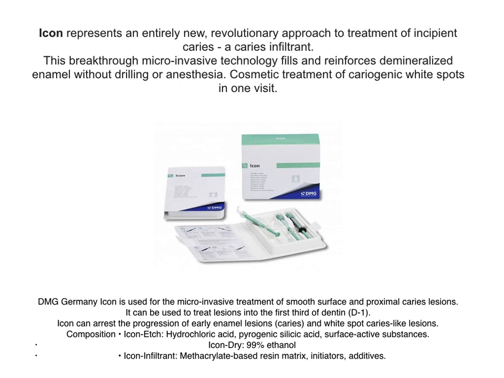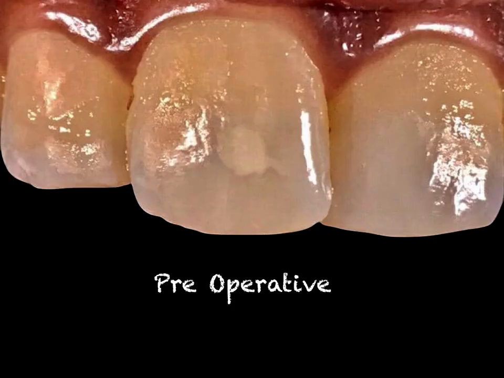It comprises of three parts: the Icon H, which is hydrochloric acid, also has pyrogenic silicic acid and some surface active substances, the Icon Dry, which is 99% ethanol, and the Icon Infiltrant, which is a methacrylate based resin matrix along with initiators and additives.